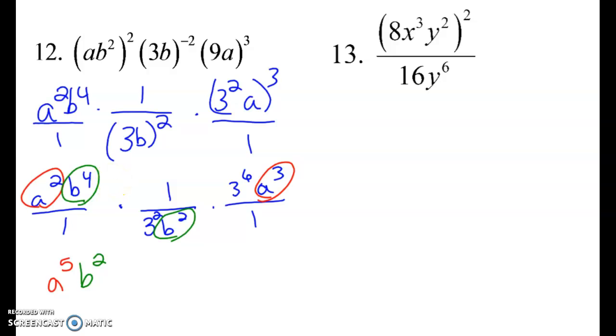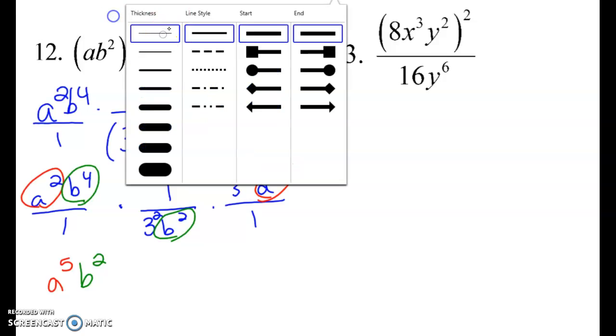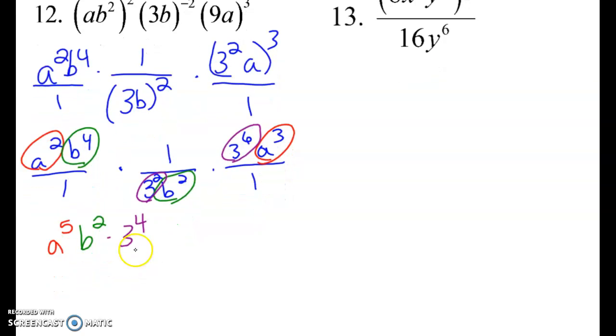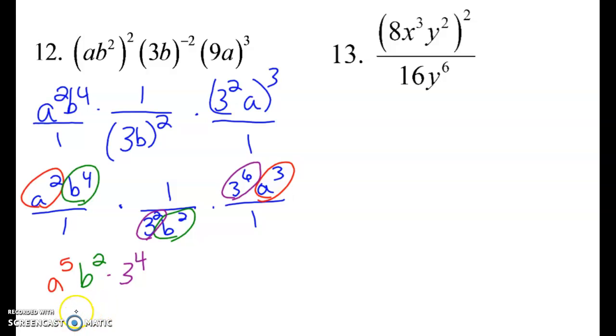And then for the 3's, we'll get 3 to the 6th and 3 to the 2nd, so we can subtract those to get 3 to the 4th. So then finally, what is 3 to the 4th? 3 times 3 times 3 times 3 would be 81. A to the 5th, B to the 2nd. All right, go ahead and try 13. You can pause the video there.